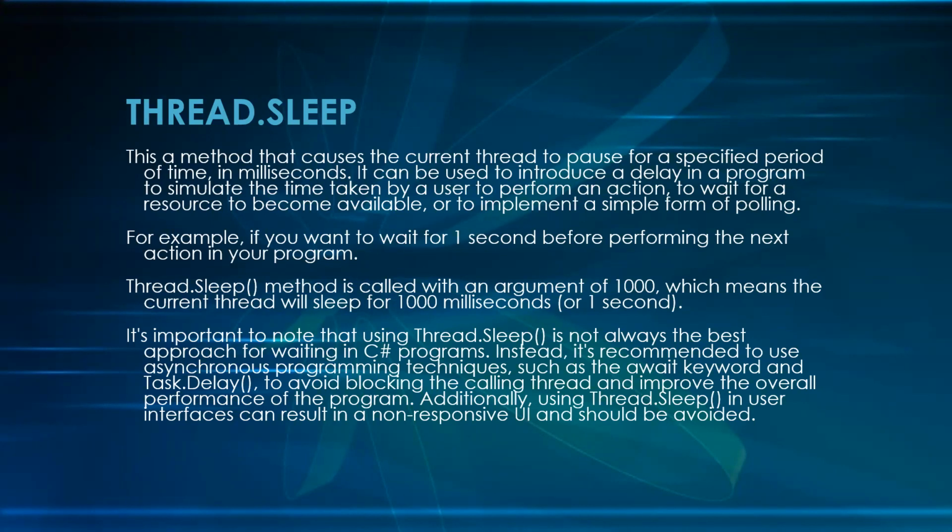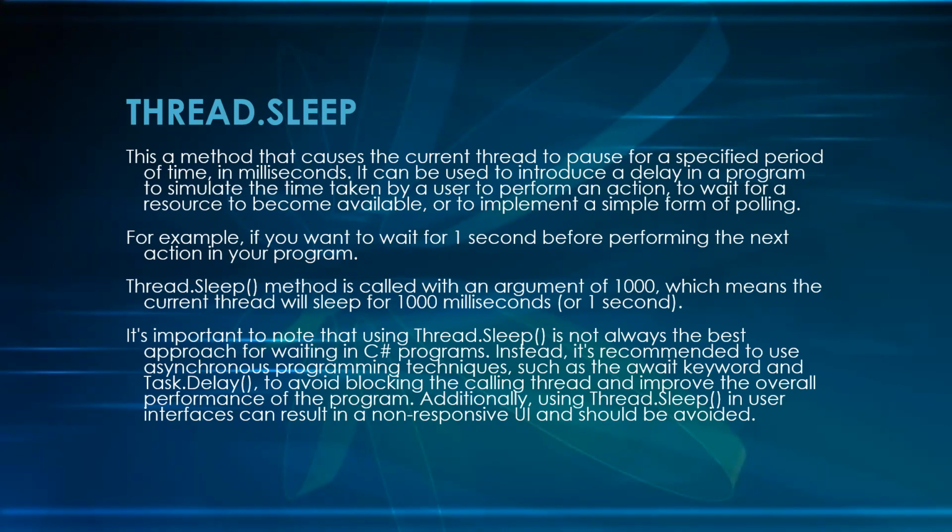For example, if you want to wait for 1 second before performing the next action in your program, the Thread.Sleep method is called with an argument of 1,000, which means the current thread will sleep for 1,000 milliseconds or 1 second. So 1,000 milliseconds makes 1 second. That is why we use 1,000.